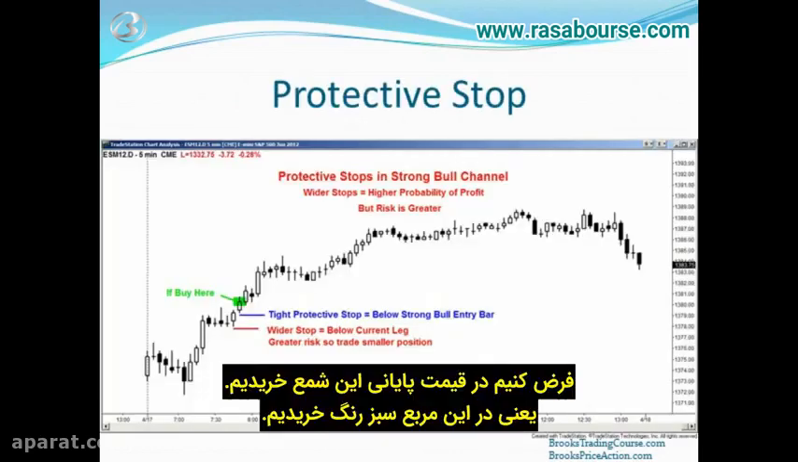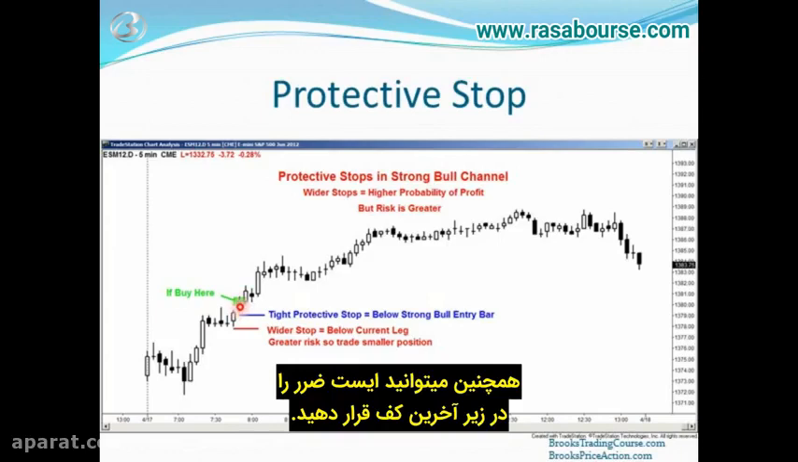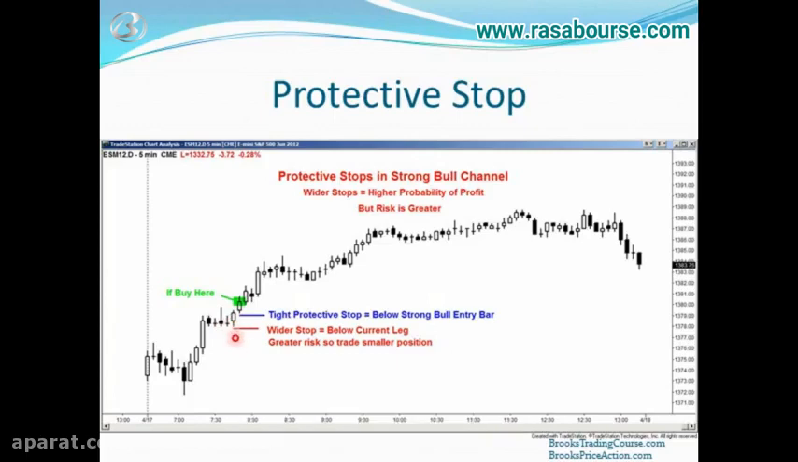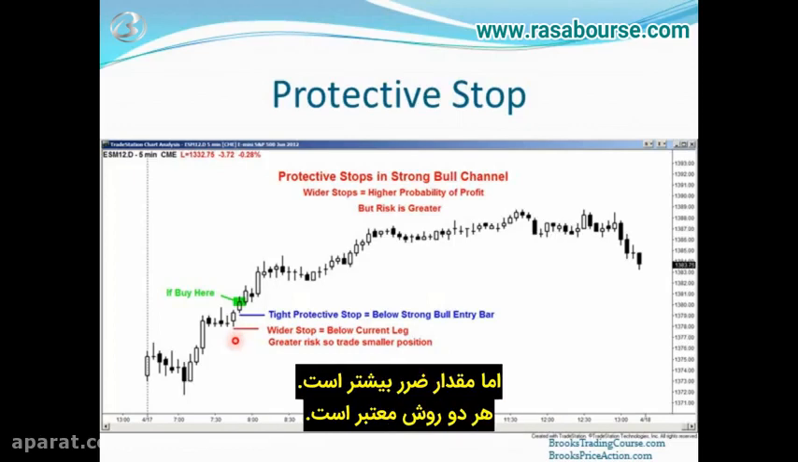So let's say you bought this close, this green box, right? You could put your stop below the low of the bar because it's a breakout bar. You could also put it below the low of the most recent higher low. That is a better stop, but it's a wider stop, and a wider stop means a higher probability of success, but when you lose, you lose more ticks. Both are valid approaches.